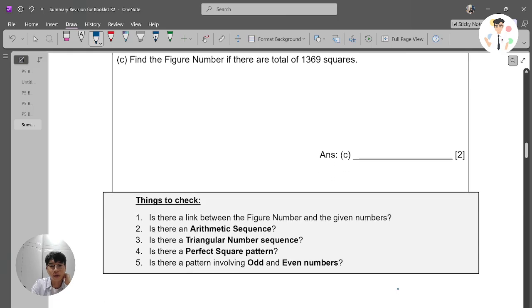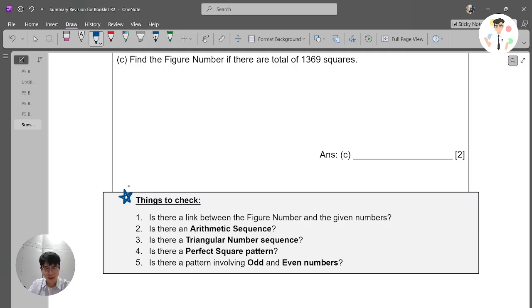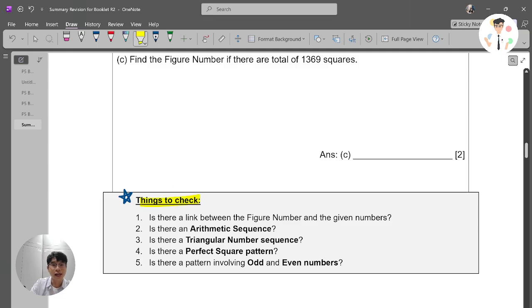Now, do you still remember that we have studied these things to check? As I've told you, for pattern concept type 4, there are just too many different possibilities with the answer. So the better way is that I always suggest you go through this list, things to check, so that you are able to recognize some of the common patterns. The first one: is there a link between the figure number and the given number?